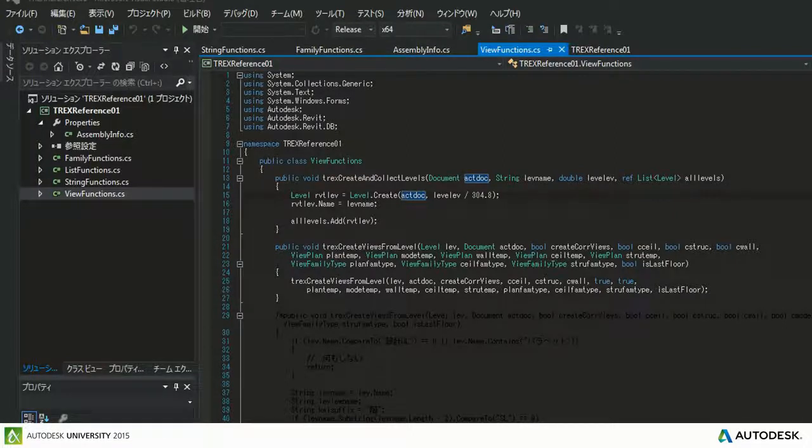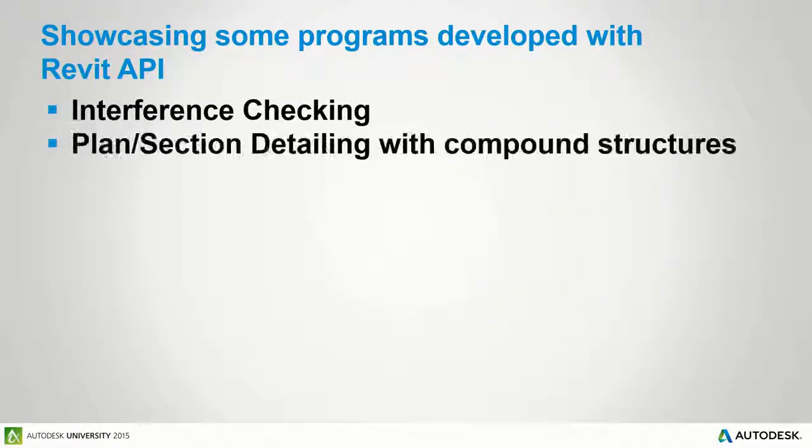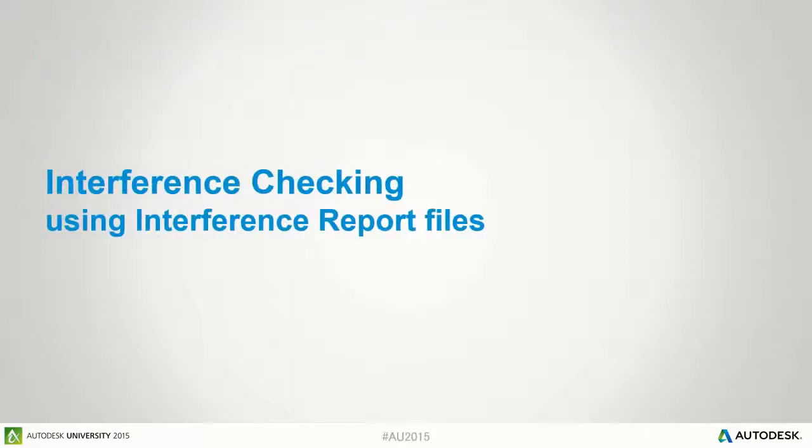So it's just a preview of the screen of the program that I'm developing. The benefit of the ability to develop programs in Revit is that it will let you create very useful programs, such as those that I'll be showcasing right now. So we'll be discussing here interference checking and plan and section detailing with compound structures, all created with Revit API. So let's proceed to interference checking using our interference report files.